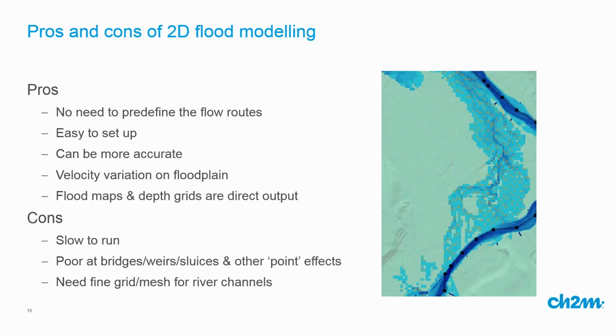However, it can be really slow to run. Small models with a small grid size can take a few seconds, but they can take multiple days to do simulations for, I don't know, a normal type of hydrograph, a 24-hour, 6-hour flood event, for example. If you're using 2D on its own, it's poor at representing the bridges and the weirs and the sluices and the other point effects. And again, if you want to model the flow of river down the channel, you've got to have a very fine mesh within that channel. Actually, it's not going to give you very good results, so it's not so good at modelling channels.